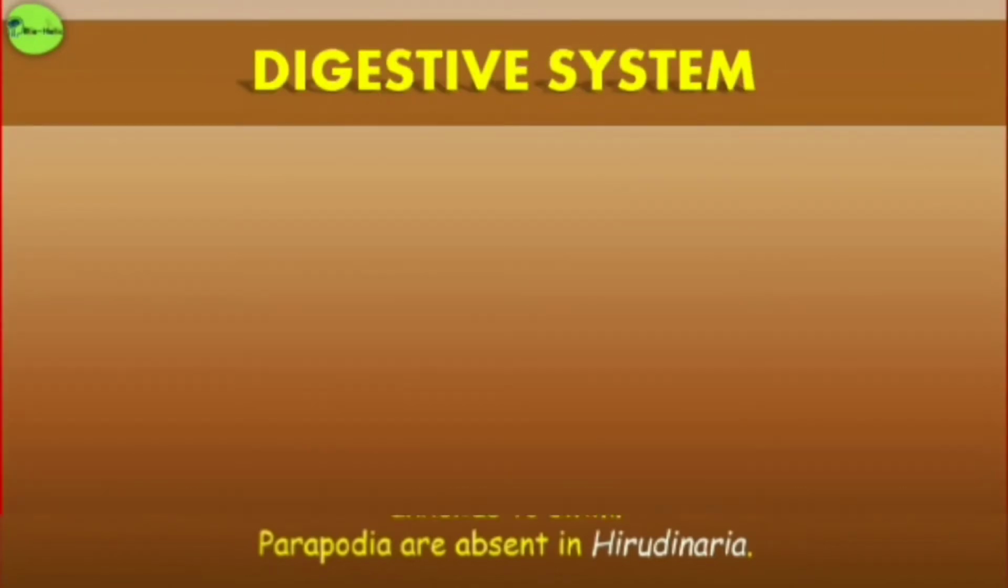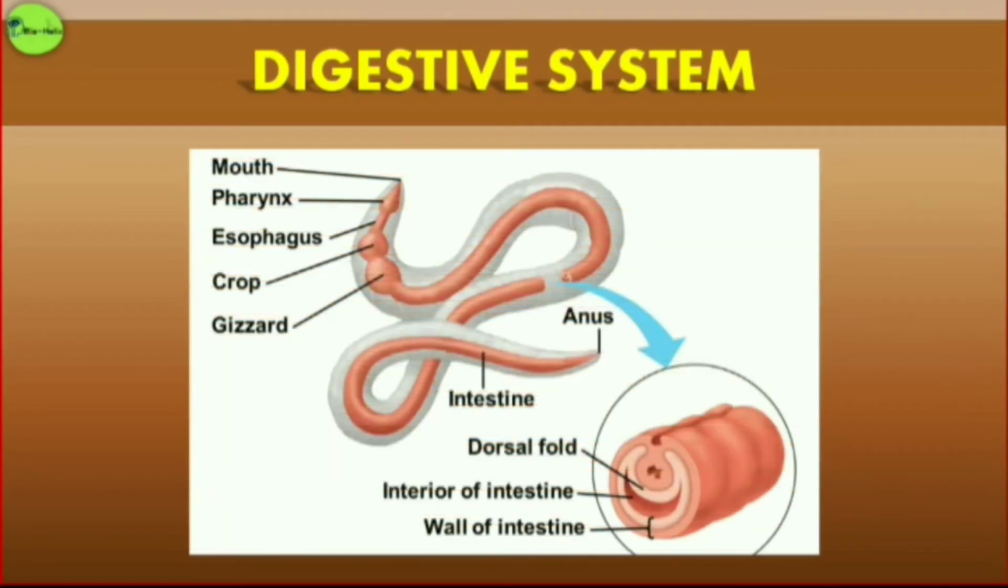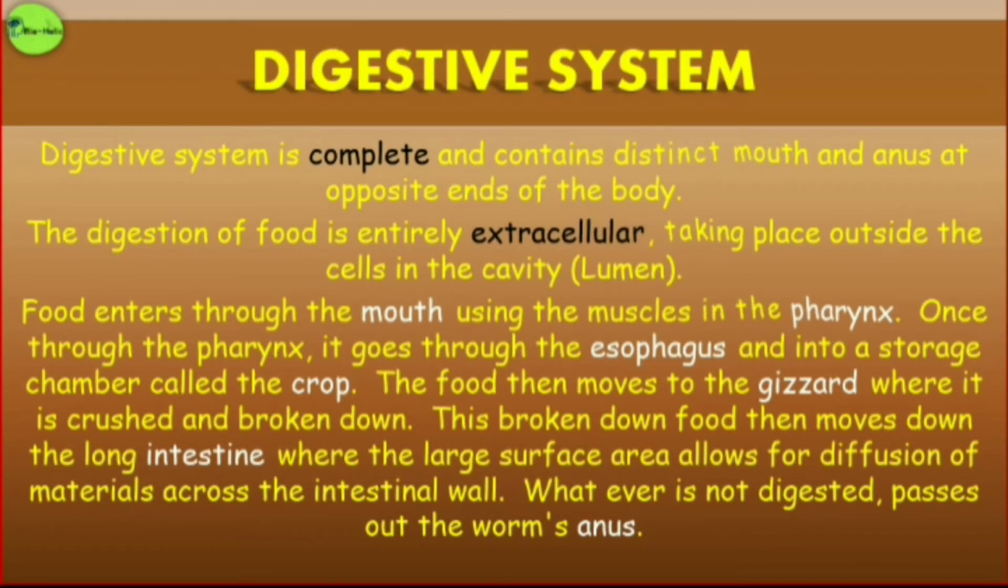Now the digestive system of annelids. So this is the image of the digestive system of Annelida, and the digestive system is complete in the annelids, as it contains a distinct mouth and anus at the opposite ends of their body. And the digestion of the food is entirely extracellular, taking place outside the cells in the cavity or the lumen.